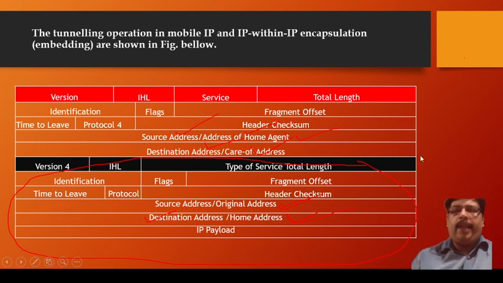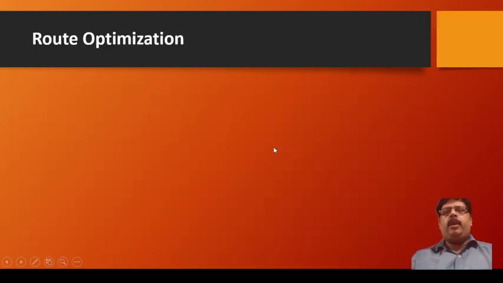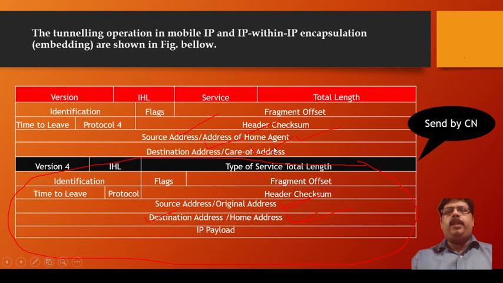But as soon as it reaches the home agent, and it finds that the mobile node is not present in the home address, it will look for the care of address. Now it will change the source address to the home agent address, as we discussed in the previous slide, and change the destination address to the care of address, so that it can send the packet to the destination. This is how the tunneling process is done.